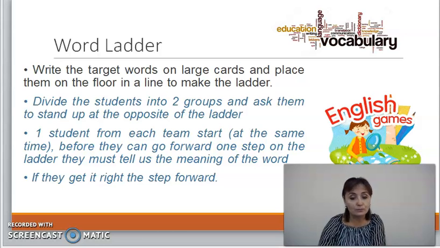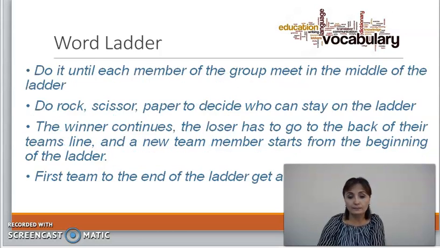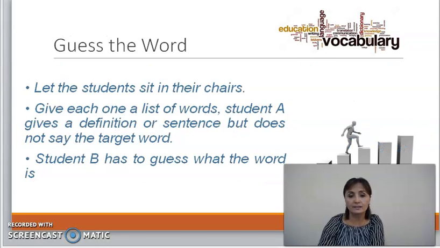If they get it right, they step forward. Do it until each member of the group meets in the middle of the ladder. Do rock, scissors, paper to decide who can stay on the ladder. The winner continues. The loser has to go to the back of their team's line. And a new team member starts from the beginning of the ladder. First team to the end of the ladder gets a point.